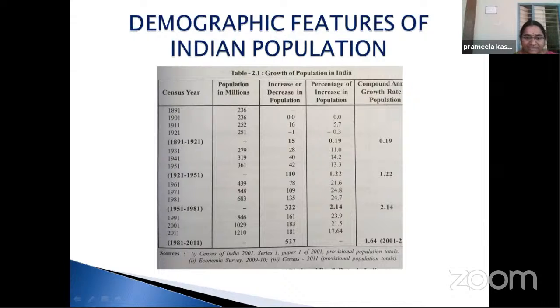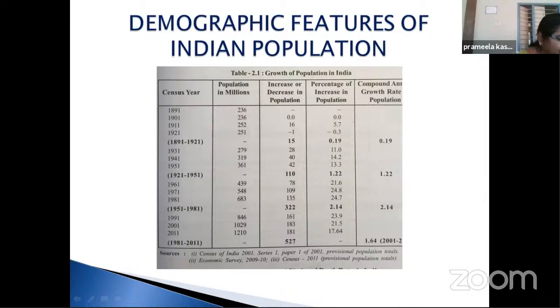Next, if we go to the fourth phase, that means 1981 to 2011, the population increased from 683 millions to 1210 millions. That means a 527 millions increase between 1981 to 2011 at the rate of 1.64%. So the growth rate between 2001 to 2011 was 1.64%. That means we can find a 77% increase in population in the fourth phase of the Indian economy between 1981 to 2011. So this is about the growth of population in the Indian economy.